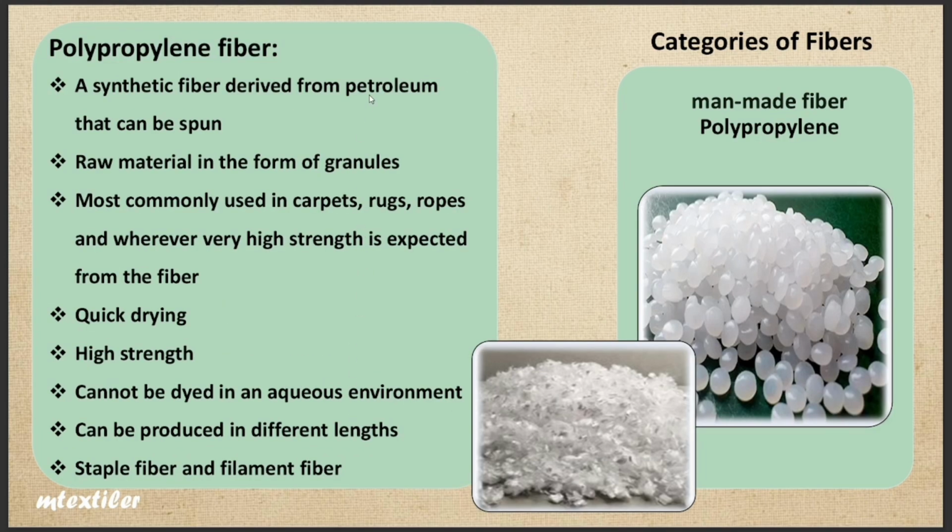We now move on to the next slide, which is about a fiber that is mostly used in industrial applications because it has high strength and very low hydrophilicity. Polypropylene fiber, a synthetic fiber derived from petroleum that can be spun. Raw material in the form of granules, most commonly used in carpets, rugs, ropes, and wherever very high strength is expected from the fiber. Quick drying, high strength, cannot be dyed in an aqueous environment.